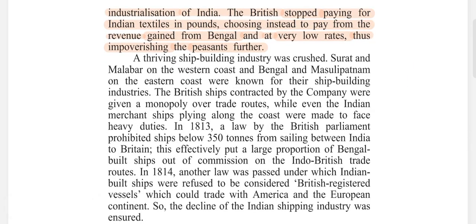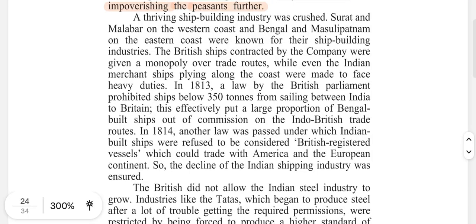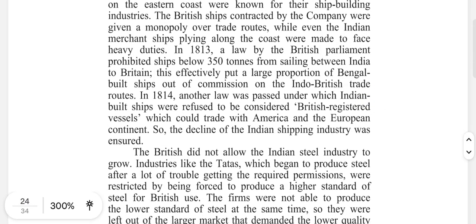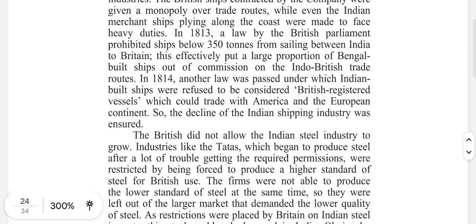Surat and Malabar on the western coast, and Bengal and Masulipatnam on the eastern coast were known for their shipbuilding industries. The British ships contracted by the company were given a monopoly over trade routes, while even the Indian merchant ships plying along the coast were made to face heavy duties. In 1813, a law by the British Parliament prohibited ships below 350 tons from sailing between India and Britain. This effectively put a large proportion of Bengal-built ships out of commission on the Indo-British trade routes.